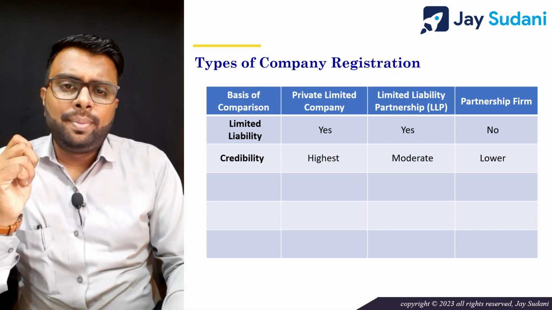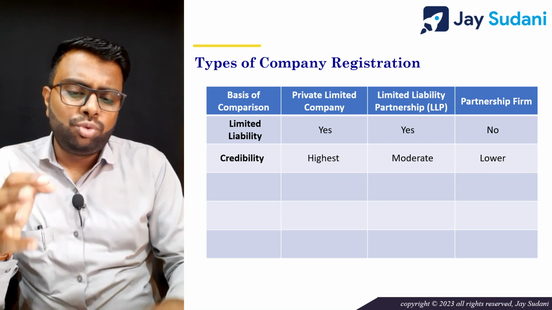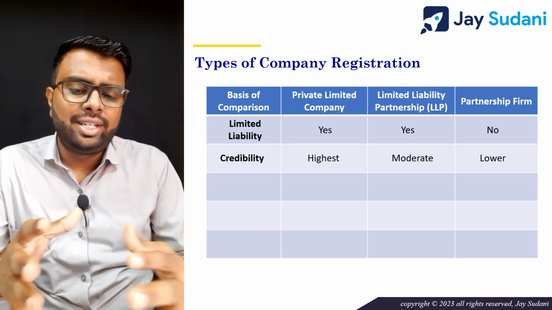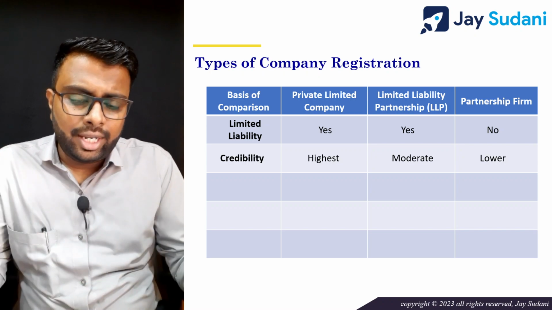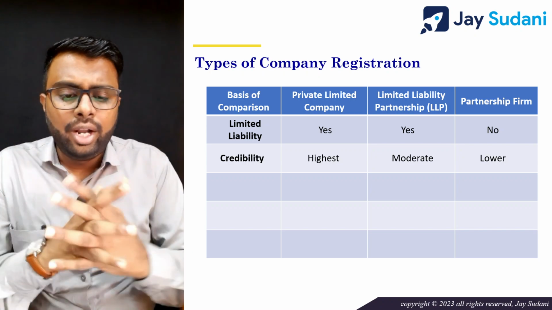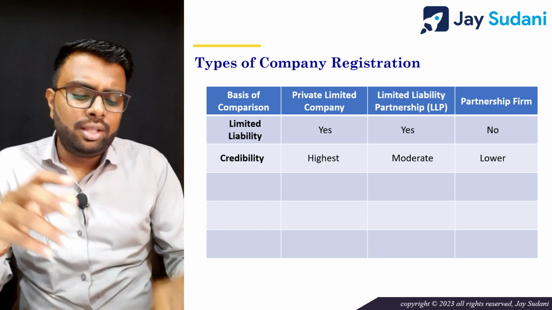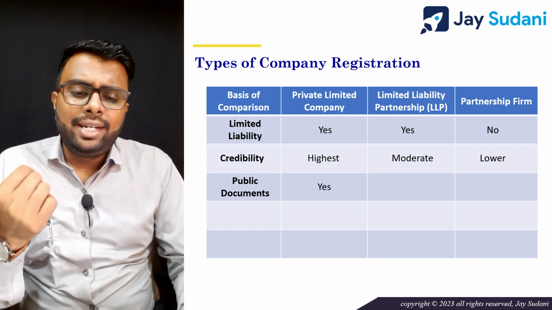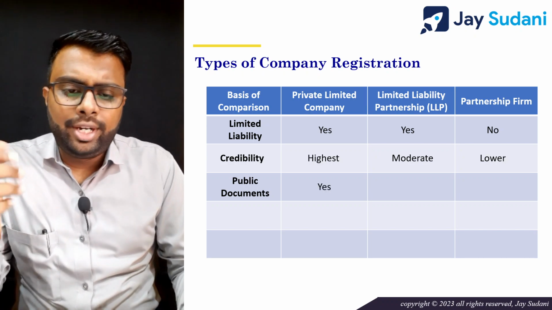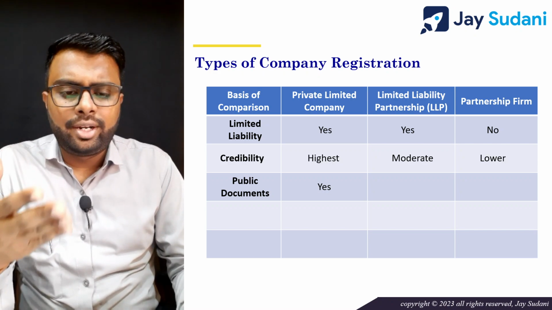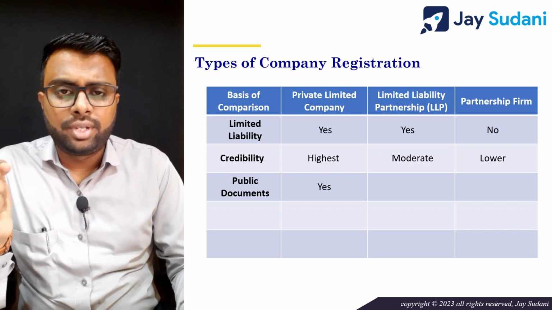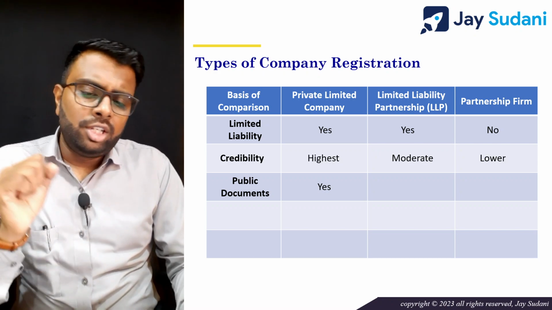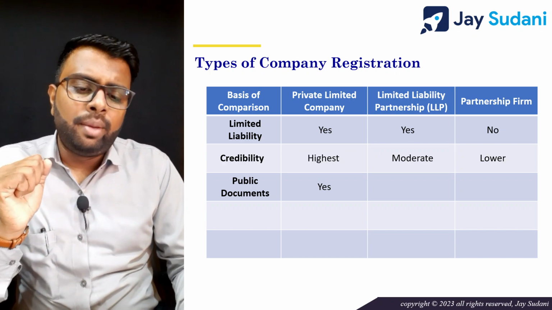So if you are running a business and your startup has to expand to different states and operate at a national level, I would suggest going for a private limited company, which has the highest credibility. Public documents, your customers and clients can easily view your documents online on the MCA portal. They have a dedicated portal wherein they can look at the information of the company. So that way it is very authenticated. So people trust the private limited company.